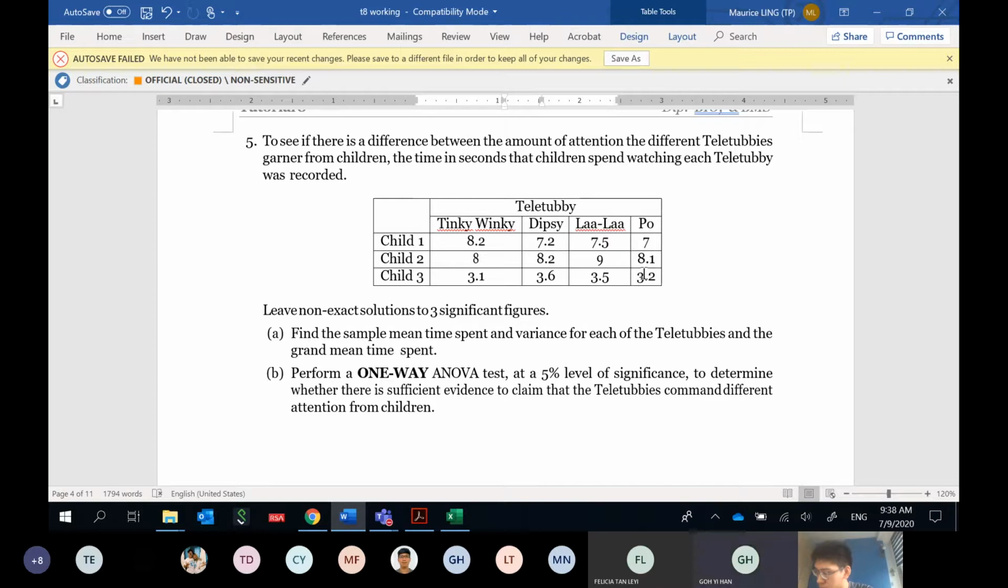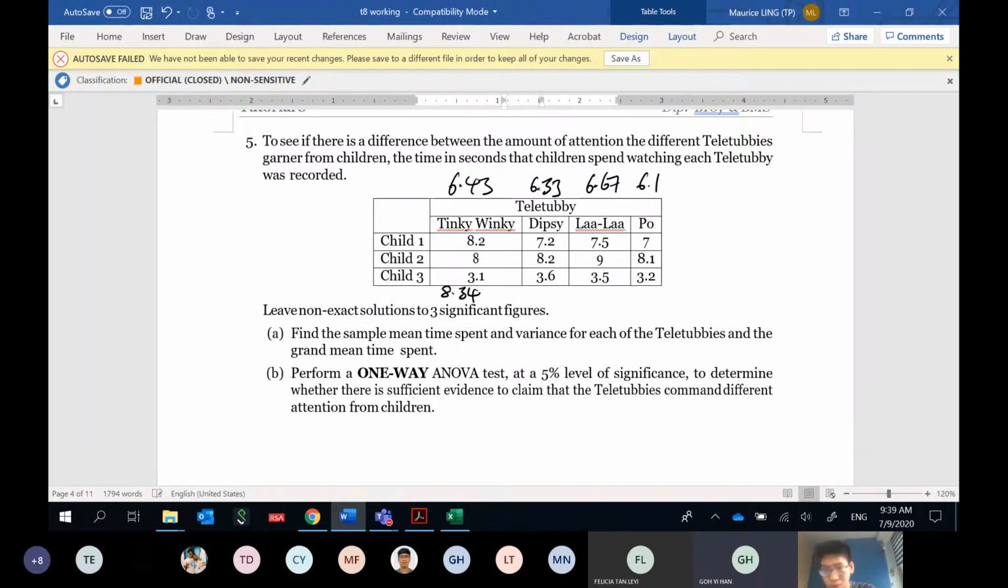Okay, so anyway, what is the mean and variance? The mean for Tinky Winky is 6.43. Then for Dipsy is 6.33. For Laa-Laa is 6.67. Then for Po is 6.1.